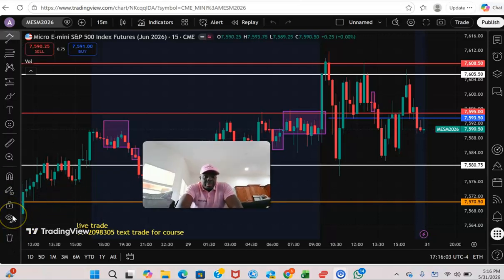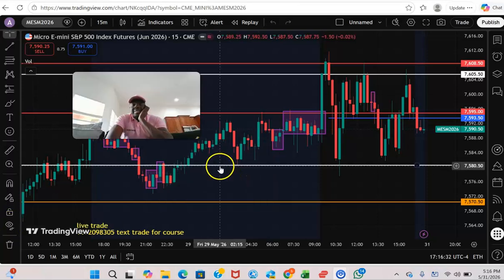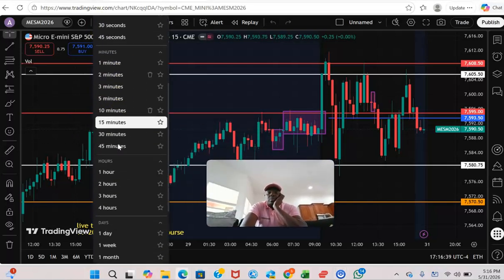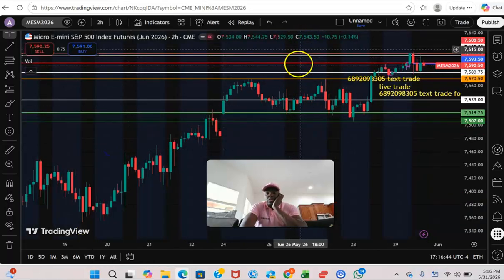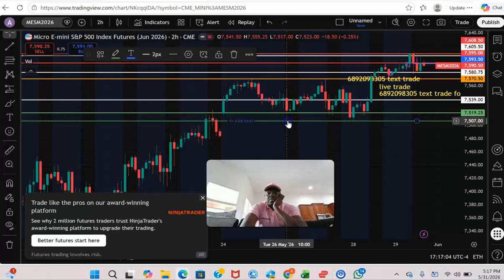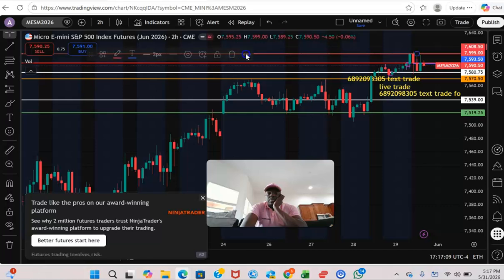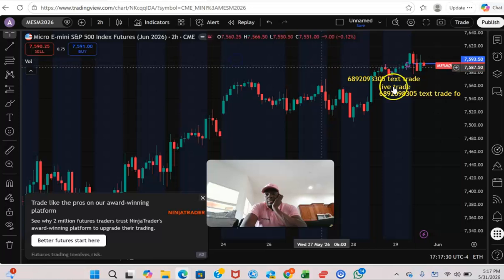Now, I'm going to erase all these lines that you see, and then I'm going to make them. These horizontal lines you see here are support and resistance. I'm going to show you and then I'm going to do it. I'm going to delete them first so you can see. Okay, so I deleted the lines.